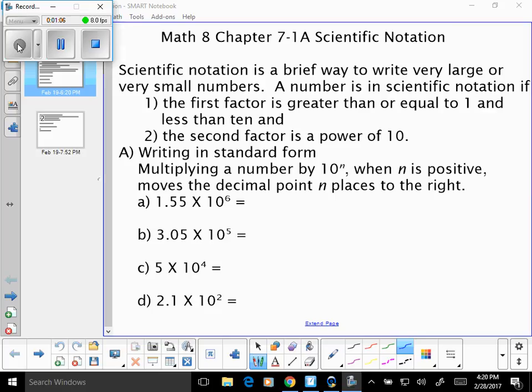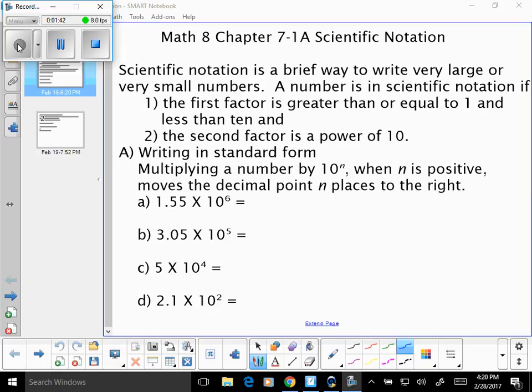The first thing we're going to do is take numbers that are in scientific notation and write them in standard form. When we multiply a number by 10 to the n power, where n is positive, in other words, a power of 10, we are going to move the decimal point however many places that number is to the right. Understand that if we have a positive n, then we go to the right.